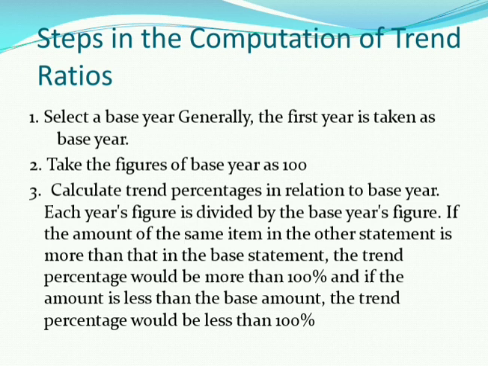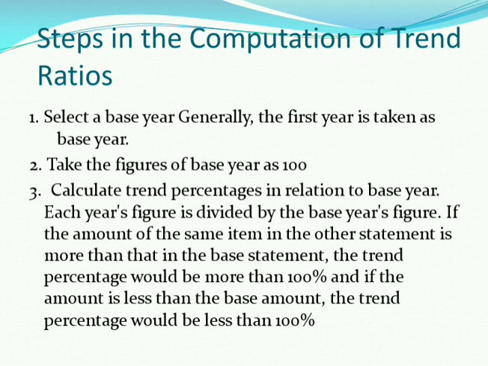That is done in the following way. Each year's figure is divided by the base year's figure. If the amount of the same item in the other statement is more than that in the base statement, the trend percentage would be more than 100%. And if the amount is less than the base amount, the trend percentage would be less than 100%. These are the steps in the computation of trend ratios.